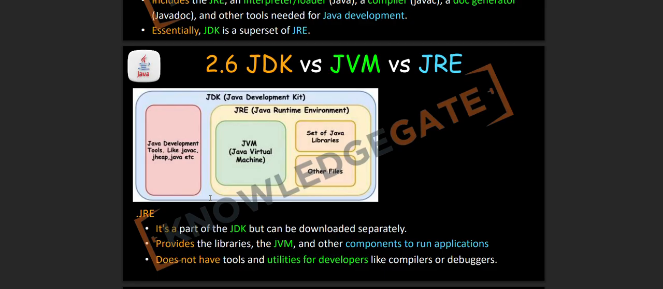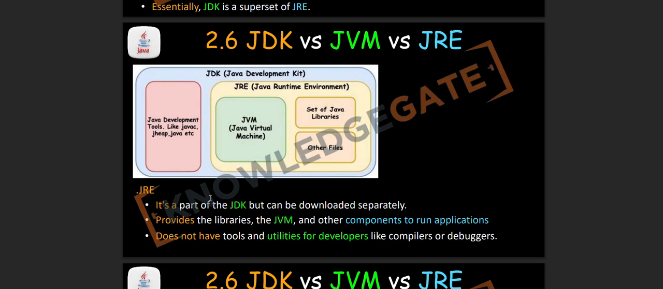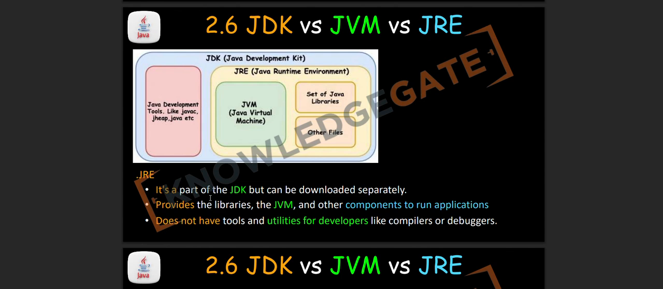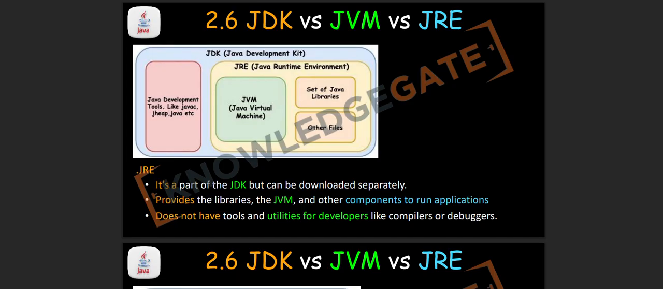It is a part of the JDK, but it can be downloaded separately. If we want to download, we can also download JRE separately. But when we download the JDK, JRE also comes with it. JRE also provides the libraries and other components to run the application, and it does not have tools and utilities for the developer, like the compiler or debugger.